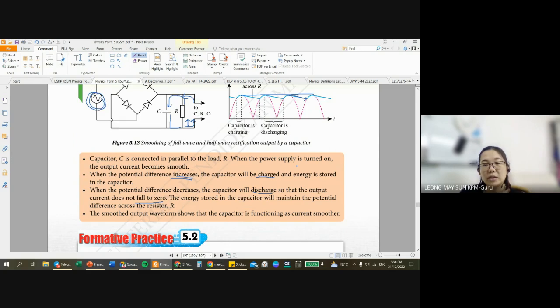But when it charges up, the capacitor will actually store all the charges while it lets current flow through here. A smoothened output waveform shows the capacitor is functioning as a current smoother. So please do take note, the function of a capacitor is to smoothen the output waveforms.